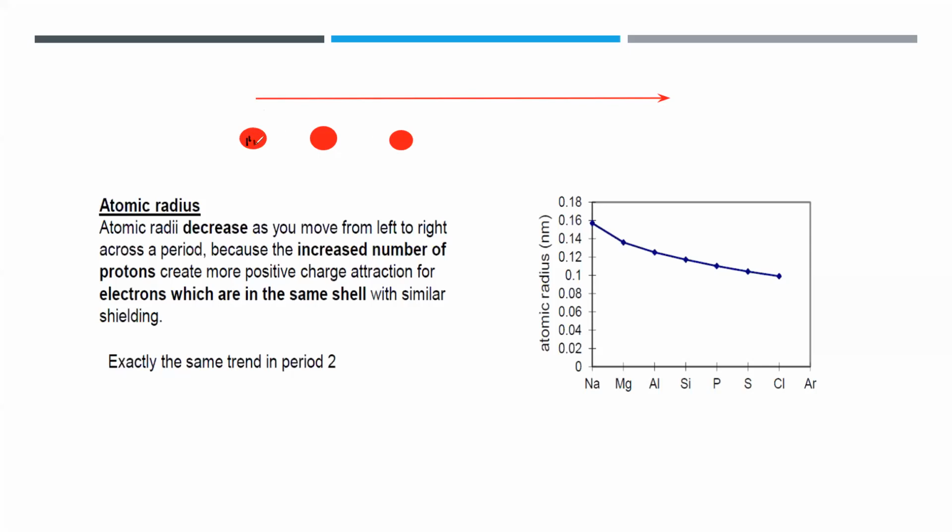So sodium's 11 protons are attracting electrons in the third shell, magnesium's 12 protons are attracting electrons in the third shell, and aluminum's 13 protons are attracting electrons in the third shell. So what happened? Greater attraction. So what we observe is that the size of the atom slightly decreases as we move across the period.